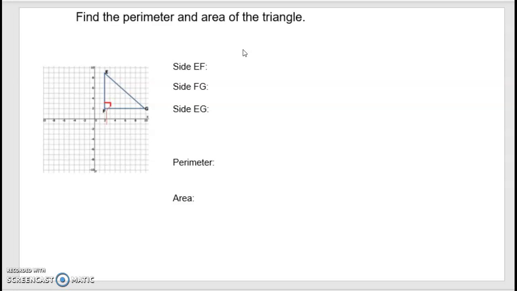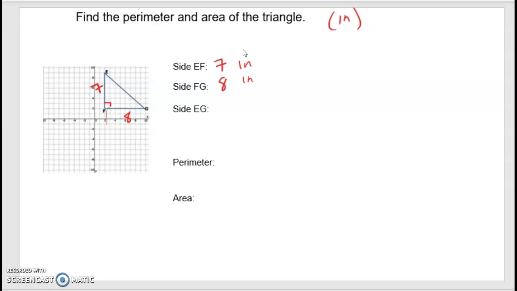So if I count the blocks and I count the distance, I should find that this has a length of 7. And I'm going to also do that for the ones that I can count. So I can count these, and I'm going to find that that guy has a length of 8. So EF is 7. And let's just say that this is measured in inches, because I want to think about units continuously. So FG is measured at 8 inches.